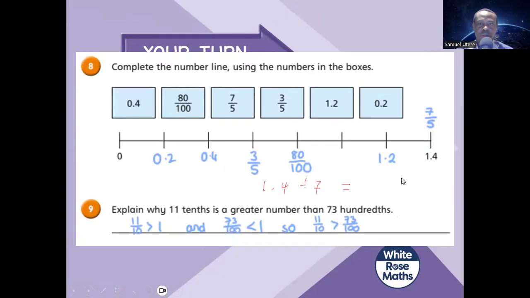So when we complete our number line, we should be able to place these in their correct positions. Well, 11/10 is 110 hundredths. So that has to be greater than 73 hundredths, because if we want to write 11/10, it's the same thing as 110 hundredths, which is greater than 73 hundredths.